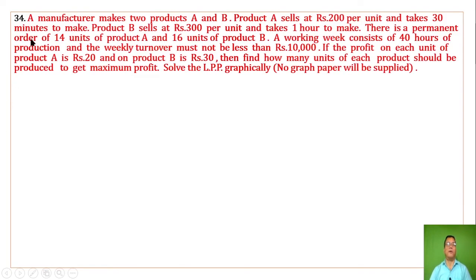Question number 34. A manufacturer makes two products A and B. Product A sells at rupees 200 per unit and it takes 30 minutes to make. Product B sells at rupees 300 per unit and takes 1 hour to make. There is a permanent order of 14 units of product A and 16 units of product B. A working week consists of 40 hours of production and the weekly turnover must not be less than rupees 10,000. If the profit on each unit of product A is rupees 20 and on product B is rupees 30, then find how many units of each product should be produced to get maximum profit. Solve the LPP graphically. No graph paper will be supplied.